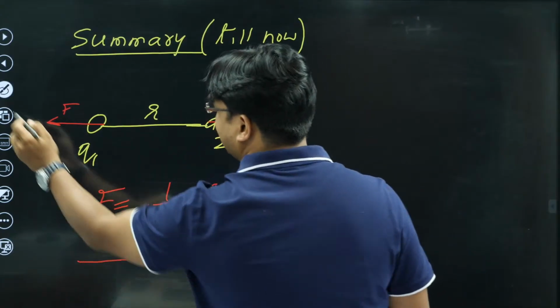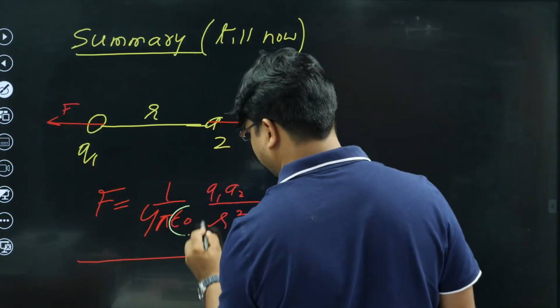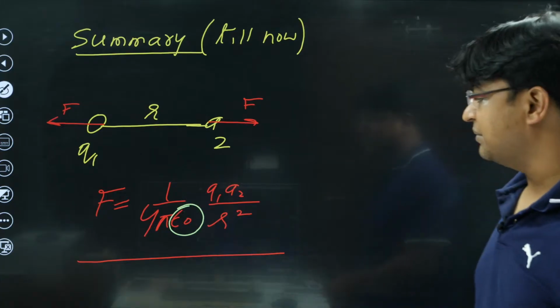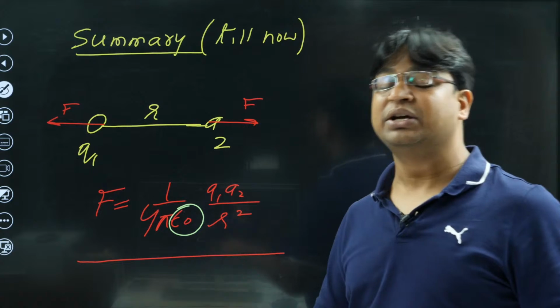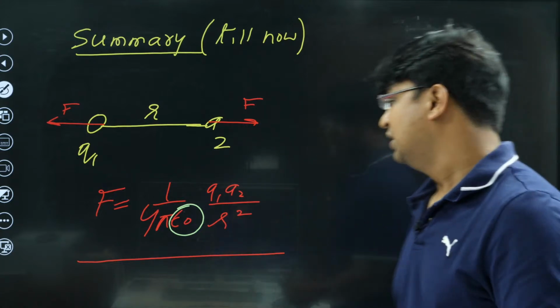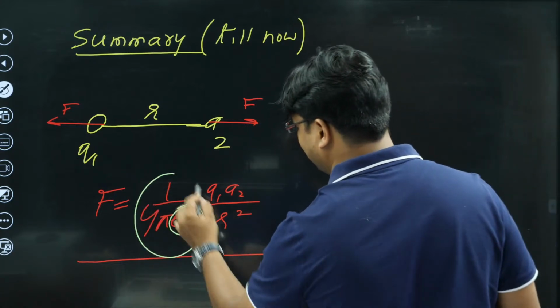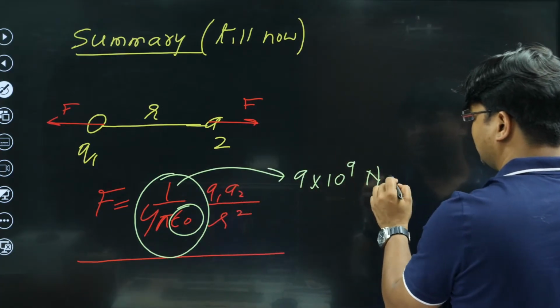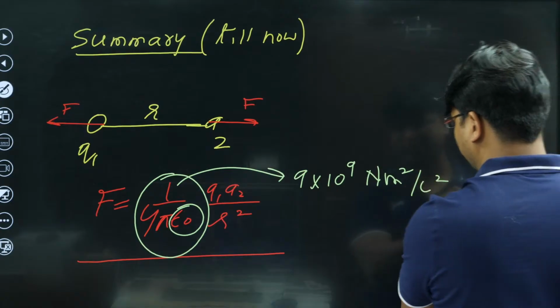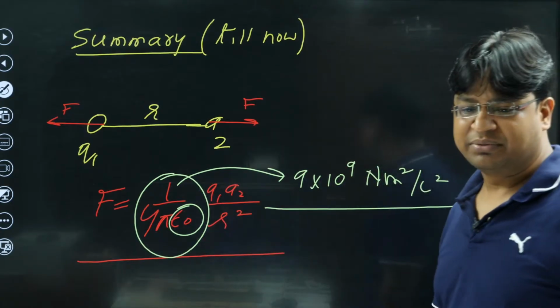Okay, this epsilon naught is called the permittivity of the medium. If the medium changes, permittivity will also change. For any medium other than vacuum, permittivity will be greater than the permittivity of vacuum. For vacuum, this entire number becomes 9 into 10 raised to power 9 Newton meter square per coulomb square. Alright, so this is what I have summarized till now.